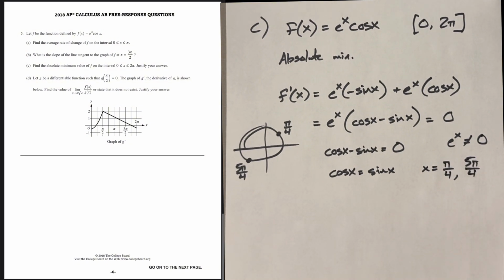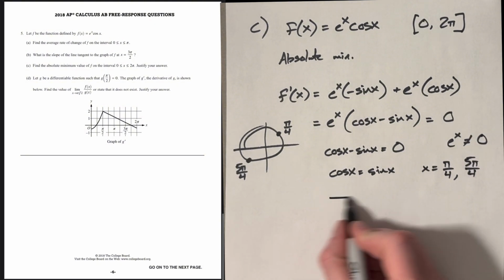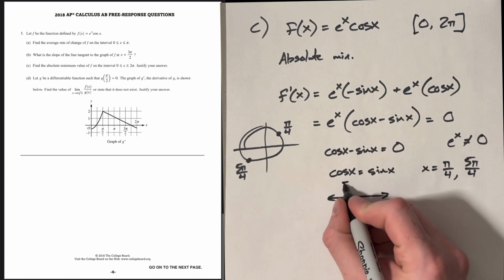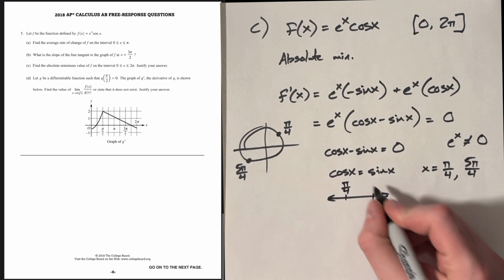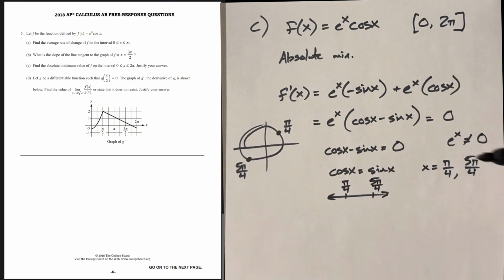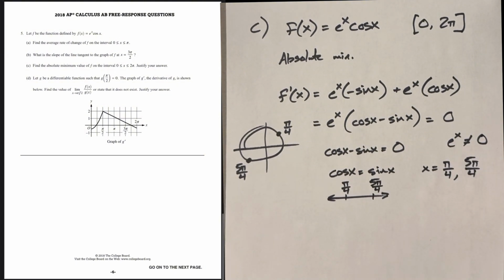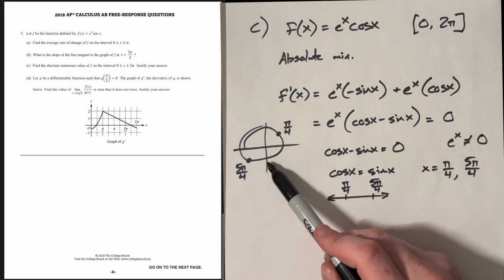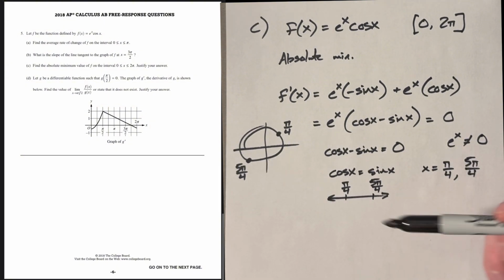So now that I have my critical values, I need to do a test. For me, I would much rather do the first derivative test, because taking the second derivative would be absolutely appalling. So doing my first derivative test, I'll set up my critical values on the number line, and I need to plug in some points. So if I were to plug in something greater than 5 pi over 4, let's say I plugged in 3 pi over 2, which would be represented right here on the unit circle.